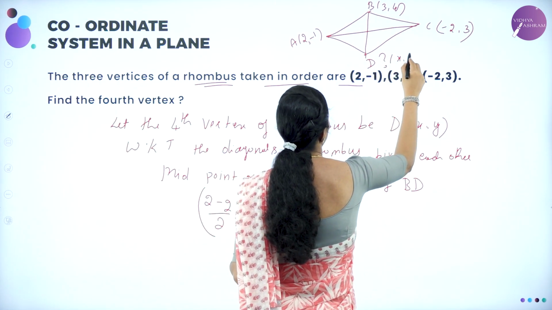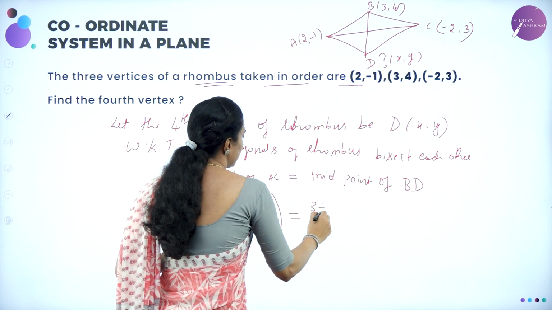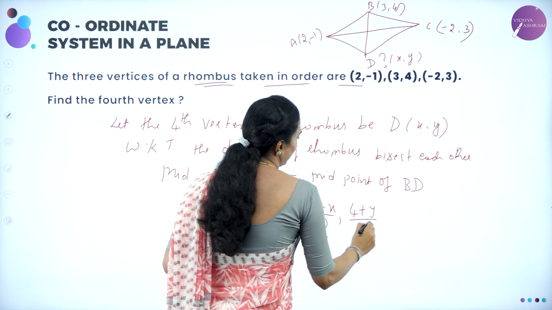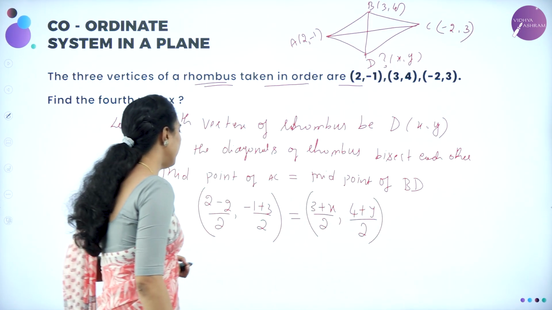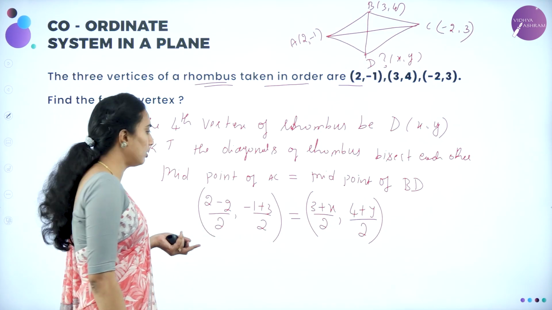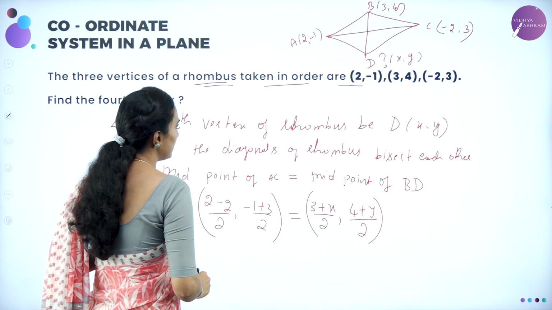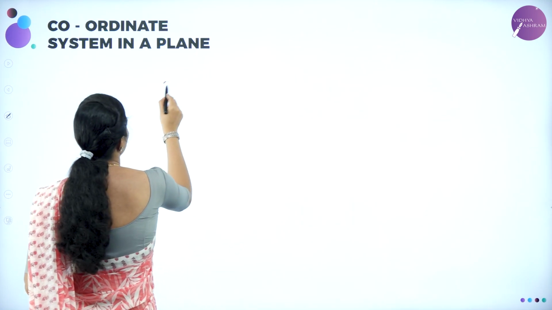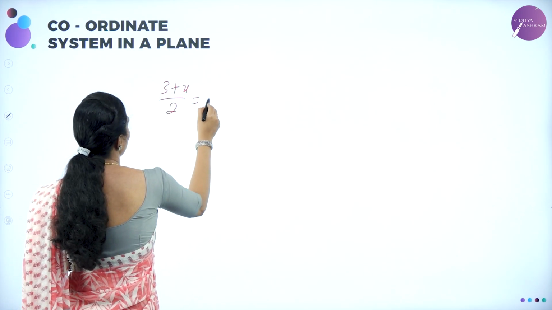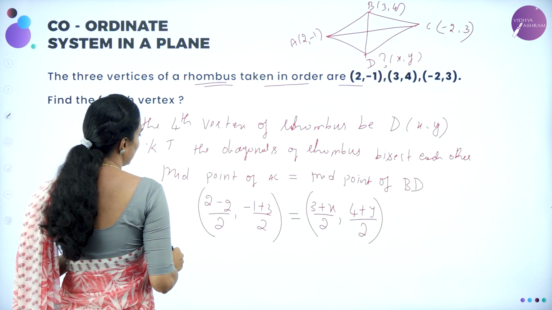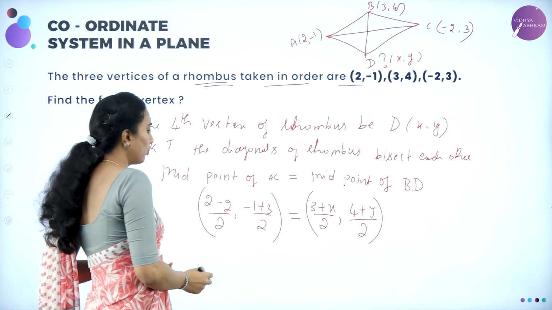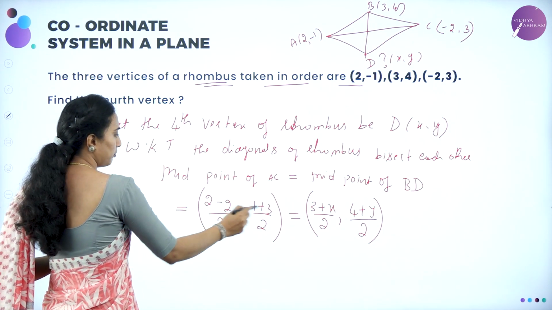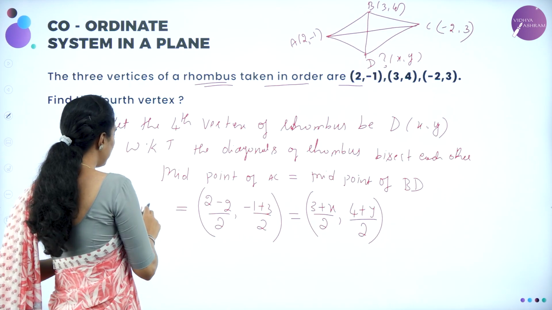This is x, y. So 3 plus x divided by 2, comma, 4 plus y divided by 2. So you are going to have 2 minus 2 is 0, 0 by 2 is 0, equating to the x coordinate. The x coordinate will be equal to what? 3 plus x divided by 2 is equal to 0, because 2 minus 2 is 0, 0 by 2 is 0. Minus 1 plus 3, let me write it here, 0, comma, minus 1 plus 3 is 2, 2 by 2 is 1.